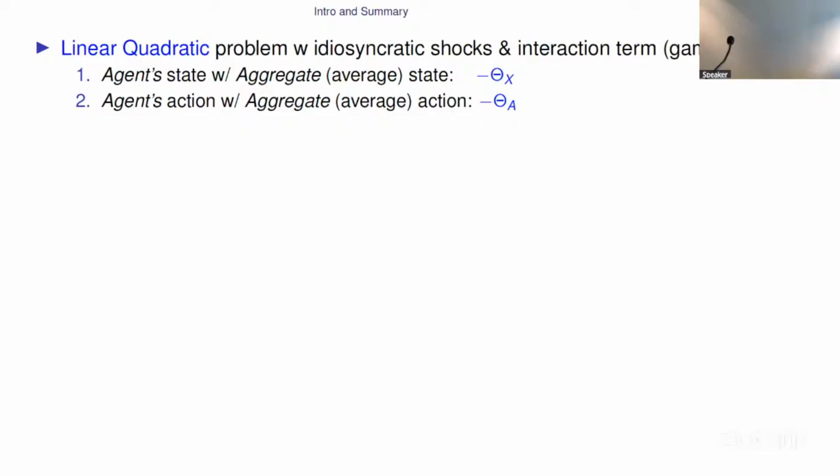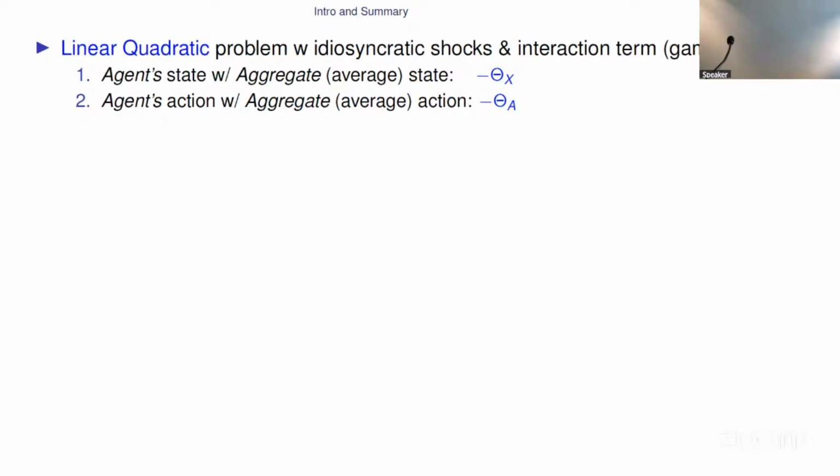All right, so we're going to start with a linear quadratic problem, like the ones we used to study in school, for a single agent with some idiosyncratic shocks. Then we're going to turn it into a game, kind of like monopolistic competition, in which every agent is very small, by adding some interaction terms. The interaction terms are going to be theta x and theta a, with a minus, don't ask why. We use minuses so that things are nice mathematically.